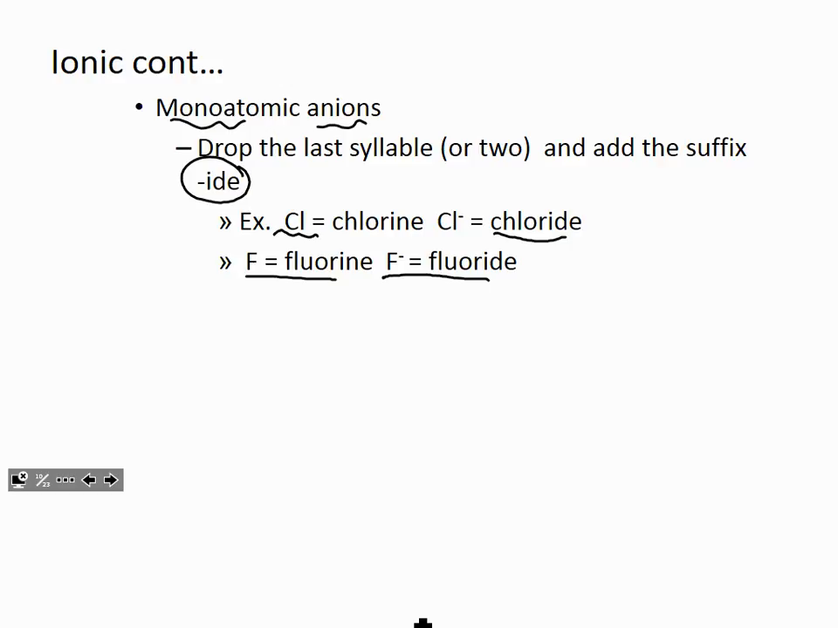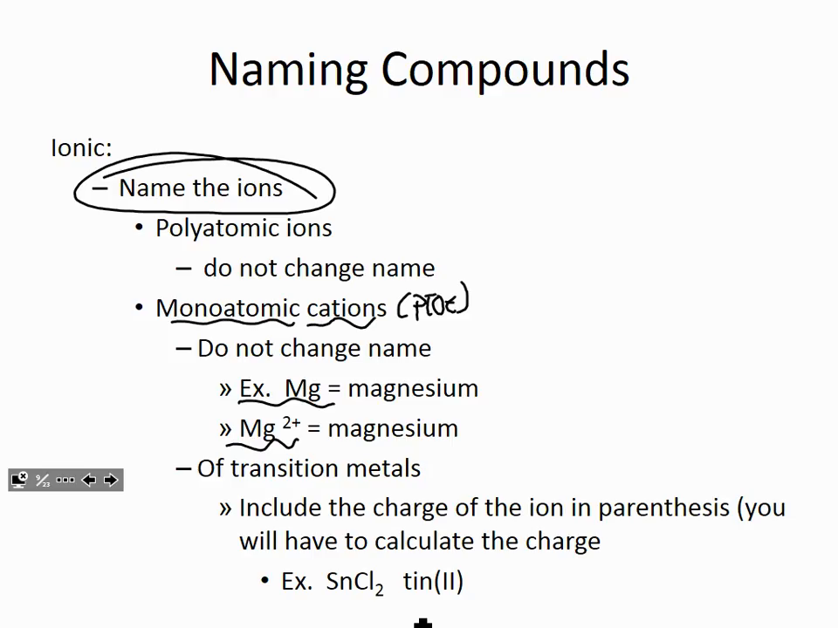Okay, so the only real trick here are these crazy transition metals, the D-block metals. D-block metals are multivalent. They can have a varying number of valence electrons, and because of that, they can form more than one charge. So what we have to do is name the compound with the charge of the ion listed in it.